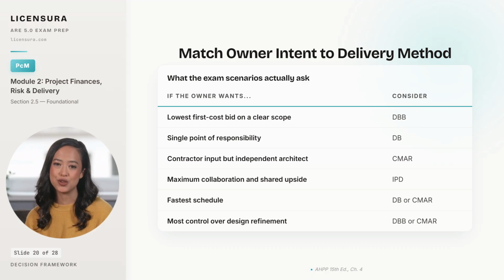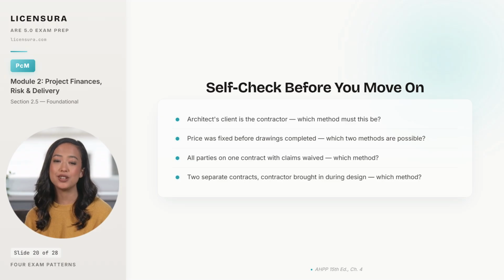The exam scenarios will hand you one or two of these priorities and ask you to identify the method, and you should be able to answer in seconds. Test yourself with the 4 high-frequency exam patterns before moving on. Test yourself on these 4 scenarios.